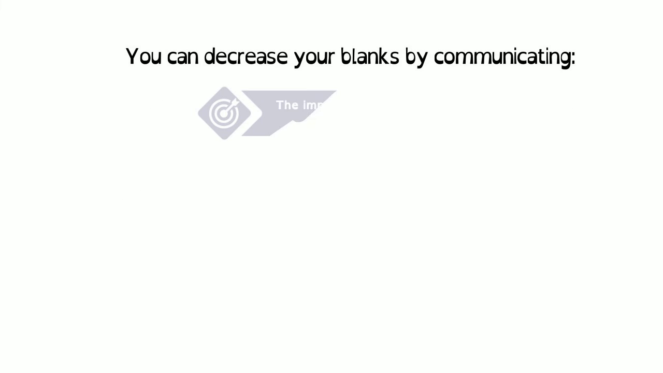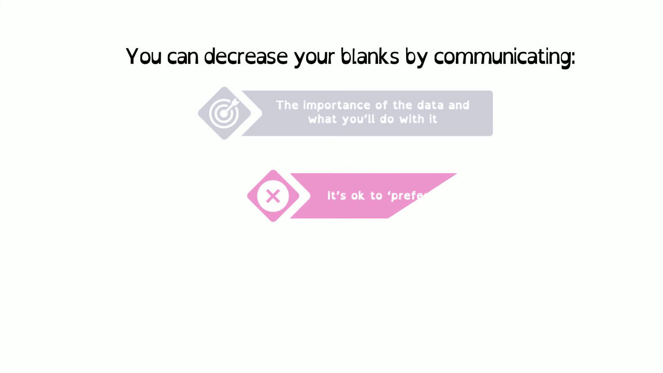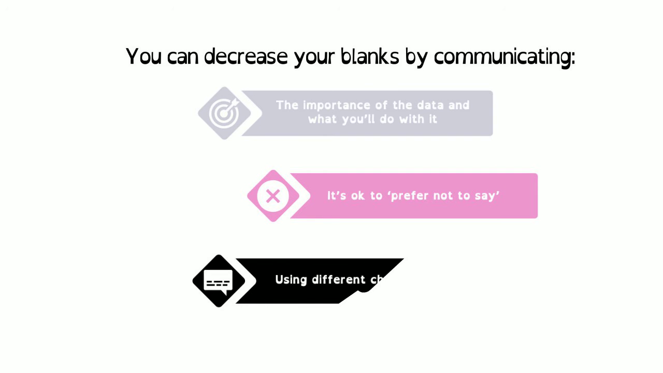You can decrease your number of blanks by being really clear how important this data is and what you'll do with it. You can use our Collecting Diversity Data communication templates to help you with that. Also be clear that it's okay if people prefer not to say. Finally, use different communication channels to remind people to provide their data. For example, posters on notice boards or all charity meetings.